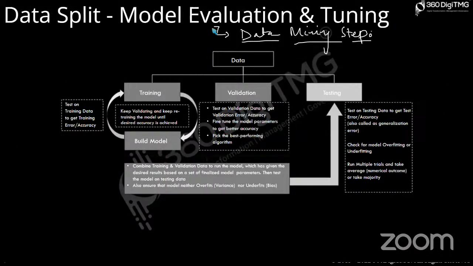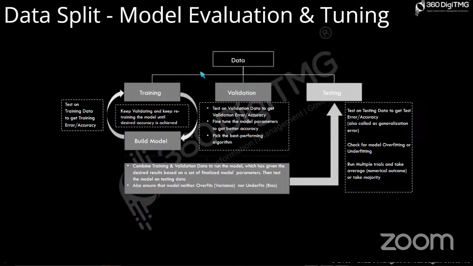Let us discuss the data split as well. First of all, the data we have is split into a training set, a validation set, and a testing set. We apply various machine learning algorithms on the training set and build a model. Once this model is built, we test it on the validation data set. If we are not getting a good result, we go back to model building and do some hyperparameter tuning.